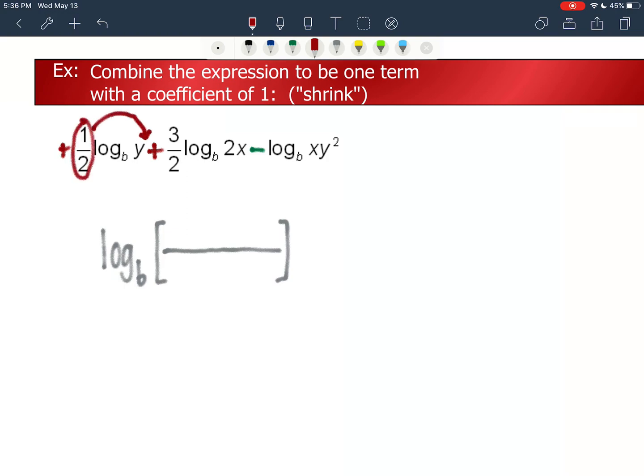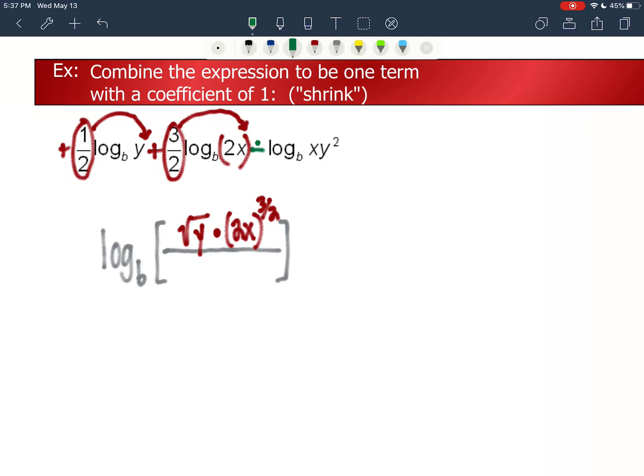1/2 is going to become an exponent, and an exponent of 1/2 is the square root. So that's going to become the square root of y. Times, now I've got 3/2 is going to become an exponent of both 2 and the factor x. So I'm going to have 2x raised to the 3/2 power. Now, I went a little bit slow there because I'm going to show another step because I didn't want to do too much in one step.